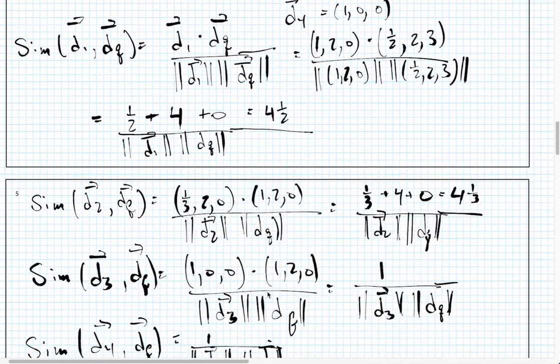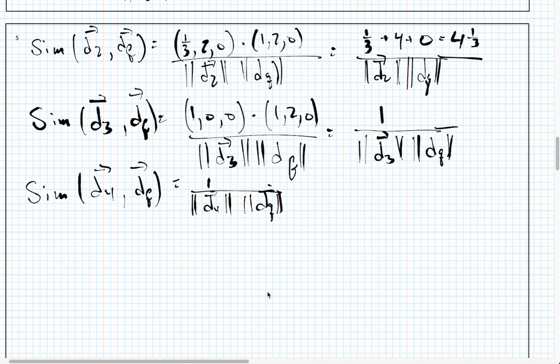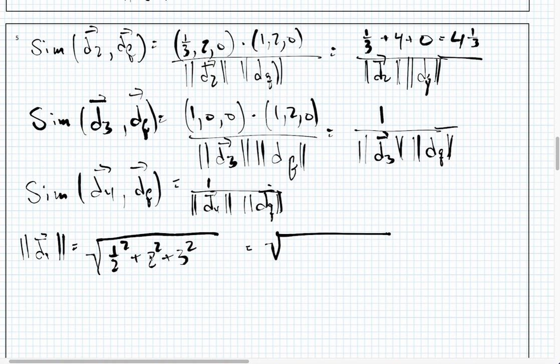D1 is 1/2, 2, 3. So it's 1/2 squared plus 2 squared plus 3 squared. And we have to take the square root of that. That is the length of D1. So that's equal to the square root of, that's 1/4 plus 4 plus 9, 13, is equal to the square root of 13 and 1/4.